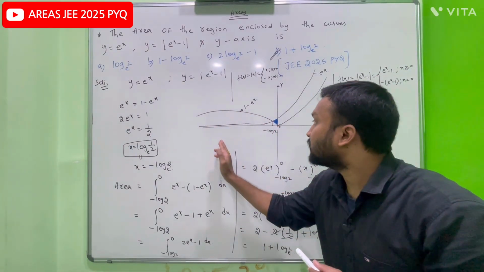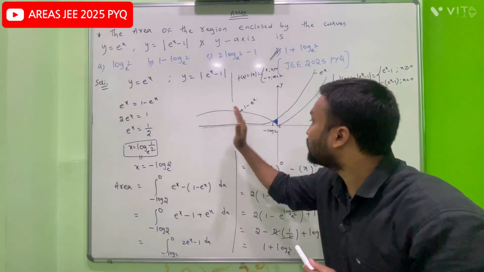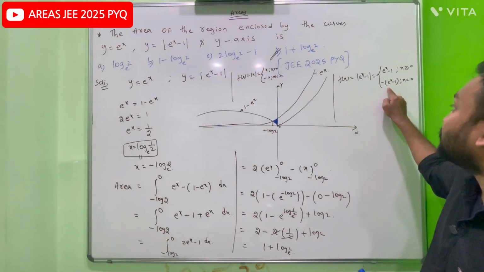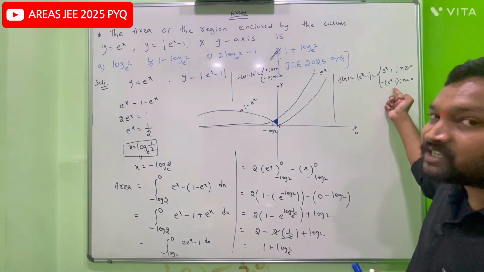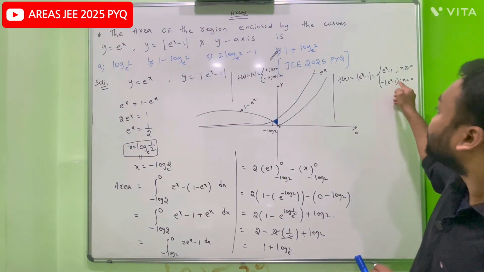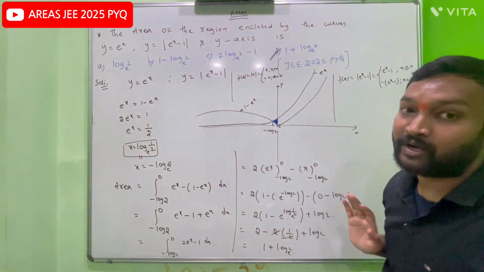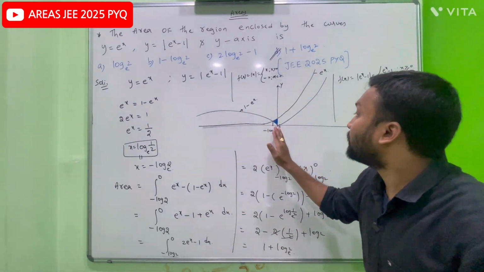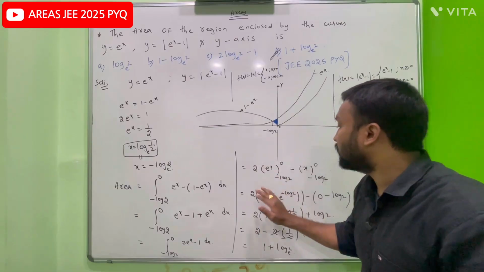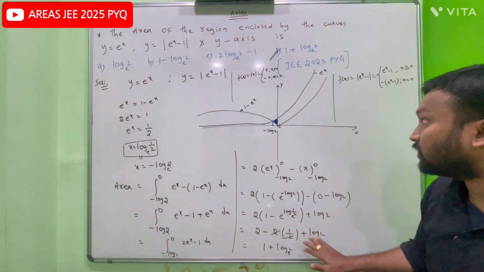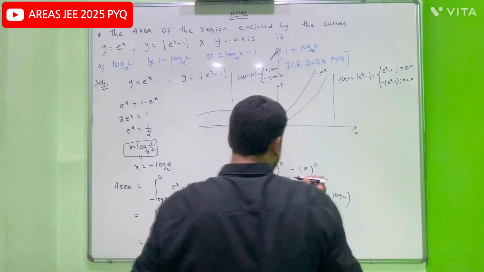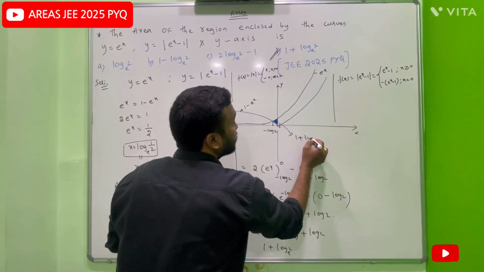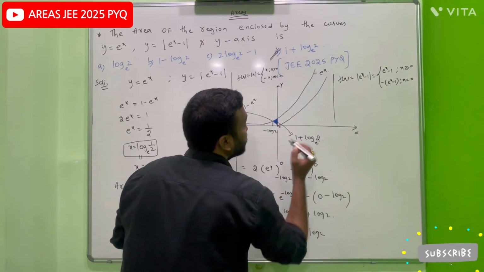The x value is less than 0, a negative value, so what do we take here? Minus of (e power x minus 1), which means 1 minus e power x. That is the one I have taken here, so this is the graph of 1 minus e power x. So we take upper curve minus lower curve. And the area here is 1 plus log 2 to the base e.